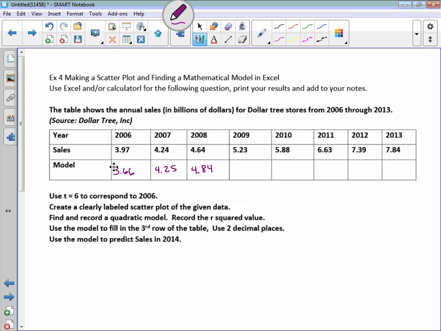2009. 5.43. Okay, 2010. And 2011. 2012. And the last one. Okay, does everybody agree with Kelly? Good.